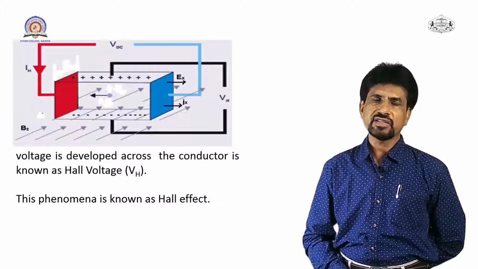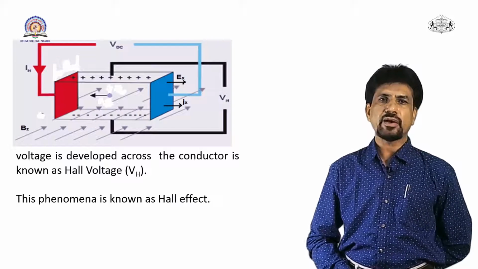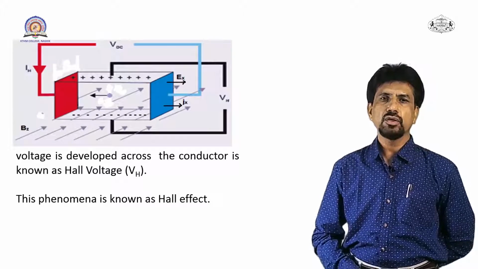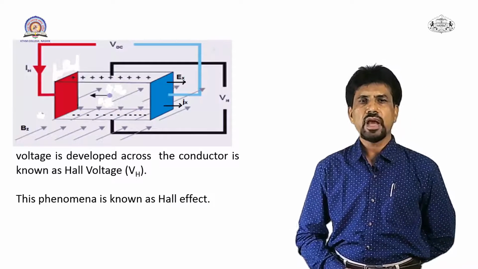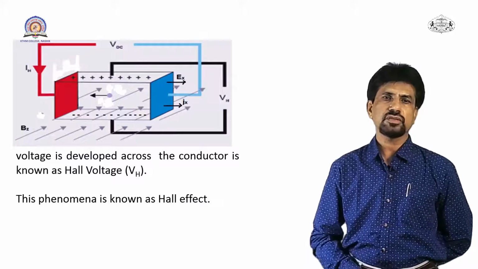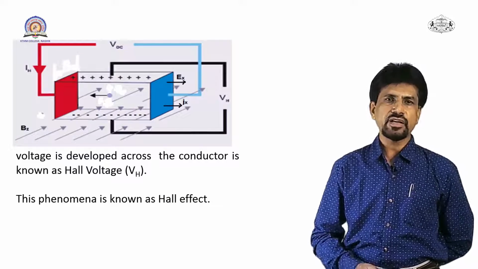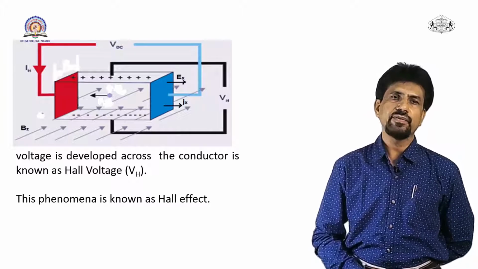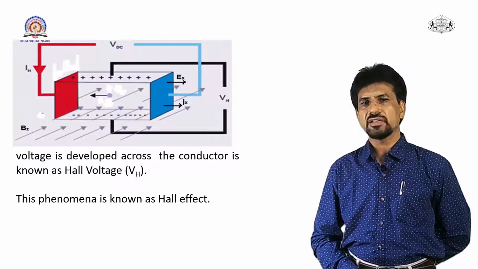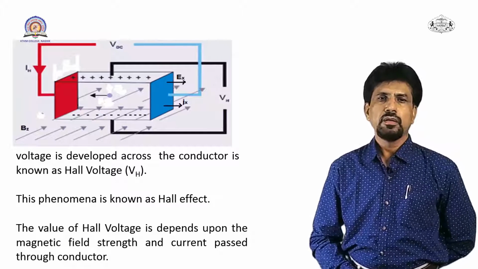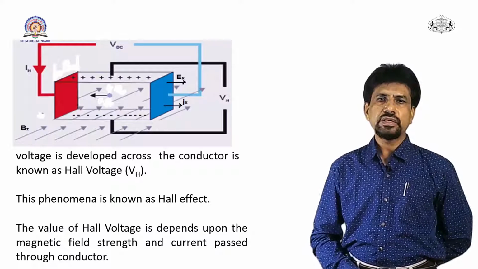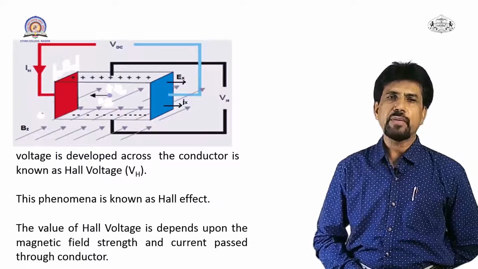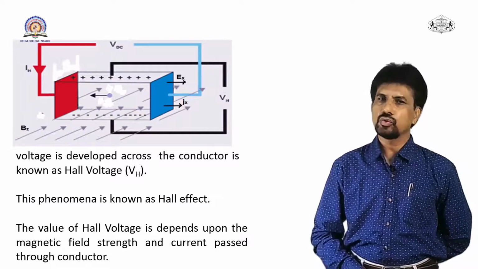Now in this figure, when the voltage is applied across the conductor, a voltage is developed across the conductor which is known as the Hall voltage. The production of this potential difference across the conductor due to the applied magnetic field is known as the Hall effect. The value of the Hall voltage depends upon the strength of the applied magnetic field and the current passing through the conductor.